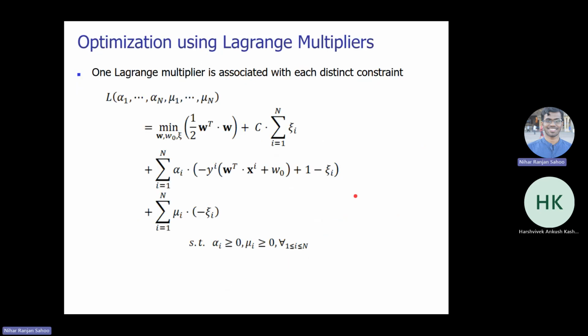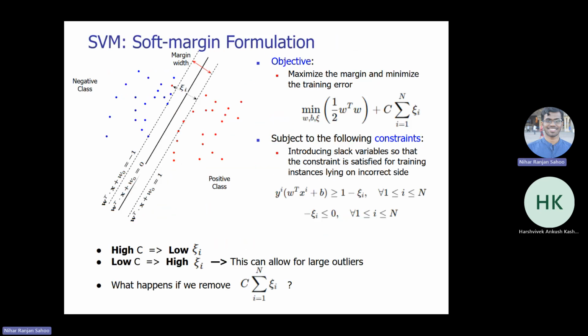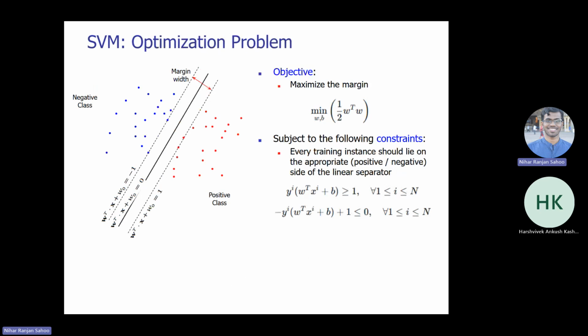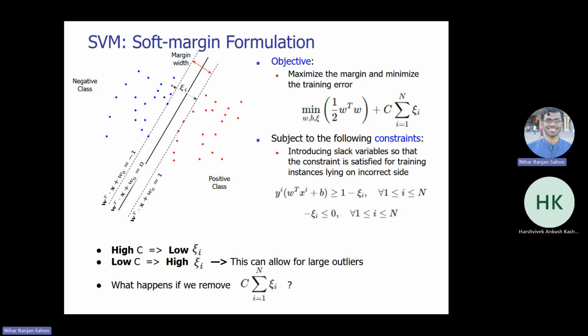Okay, so again, now coming to, so in hard margin we have two parameters to optimize for, W and B. In soft margin, three parameters, W, B, and J. So how do we solve this optimization problem?